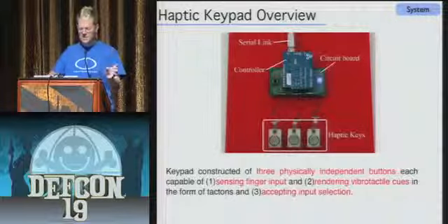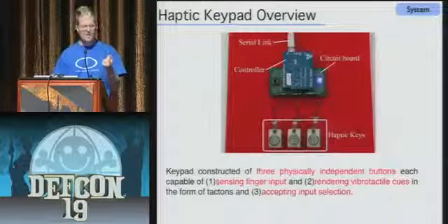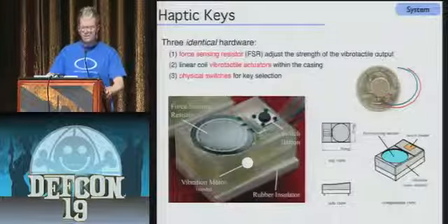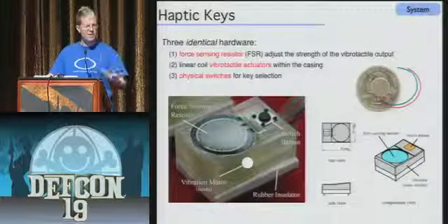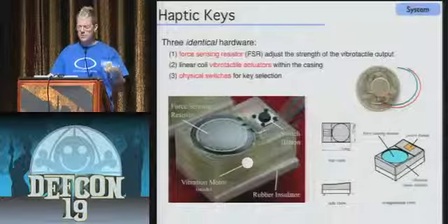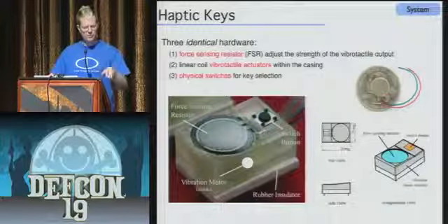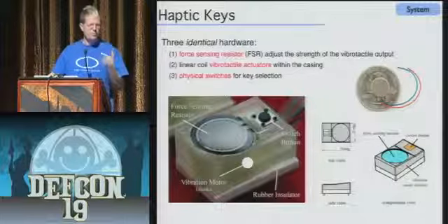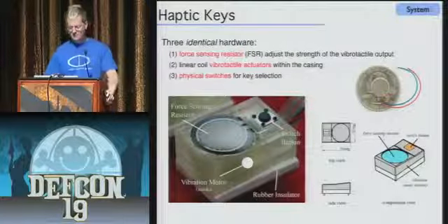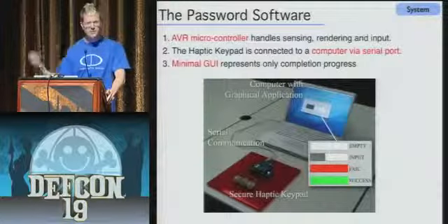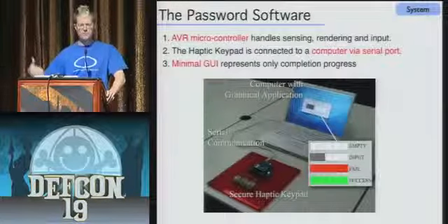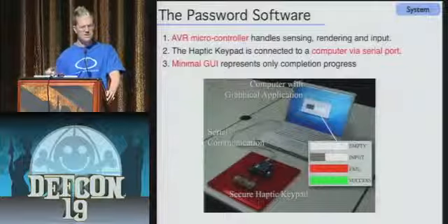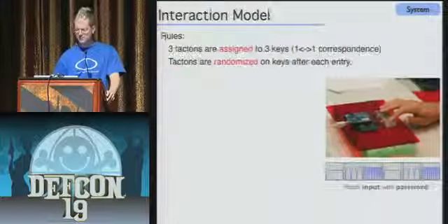And then the haptic keys each have a vibrotactile element and a sensing element. So here's what the keys look like closer. There's a force sensing resistor for adjusting the output of the vibrotactile element, and there's a switch for registering a key press, and then the actual vibrotactile motor that makes the vibration. And there's visual feedback in the interface of how far along you are in the password, but nothing that indicates what was entered, just how many things were pressed.